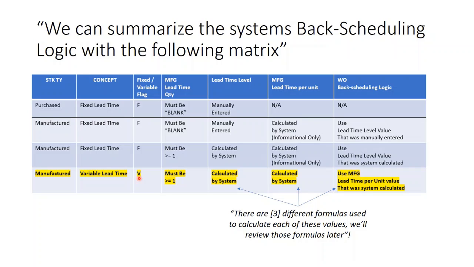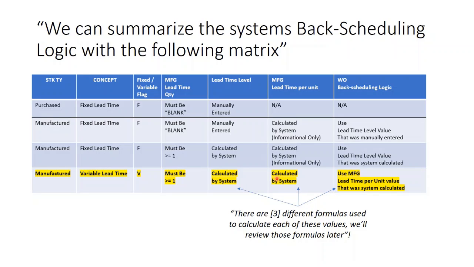Finally, if we chose to use a variable lead time concept where it always takes longer to make larger lot sizes and less time to make smaller lot sizes, we would set the manufacturing lead time quantity to a value greater than or equal to 1, and again, it's recommended that that quantity be of a typical or standard lot size. And then when we run the lead time roll-up program, it will calculate both the lead time level and lead time per unit values.